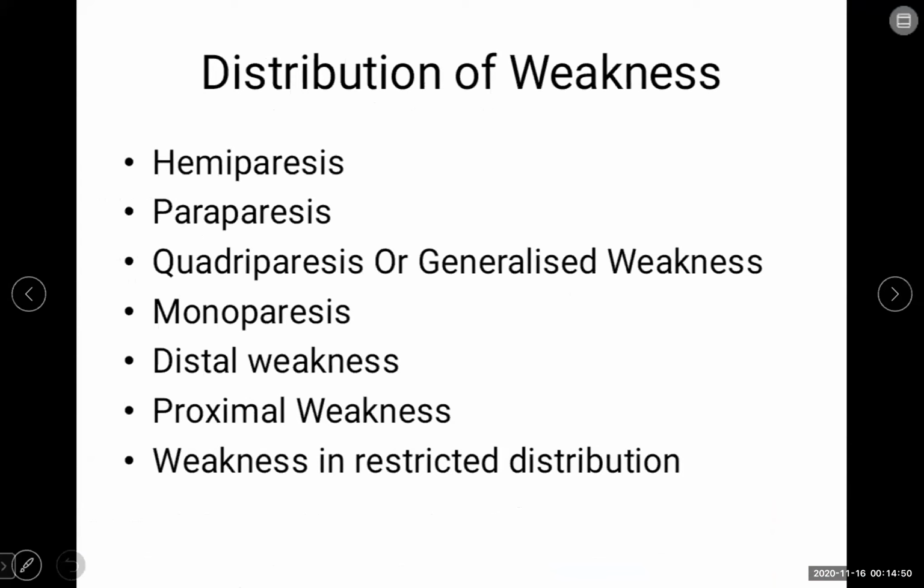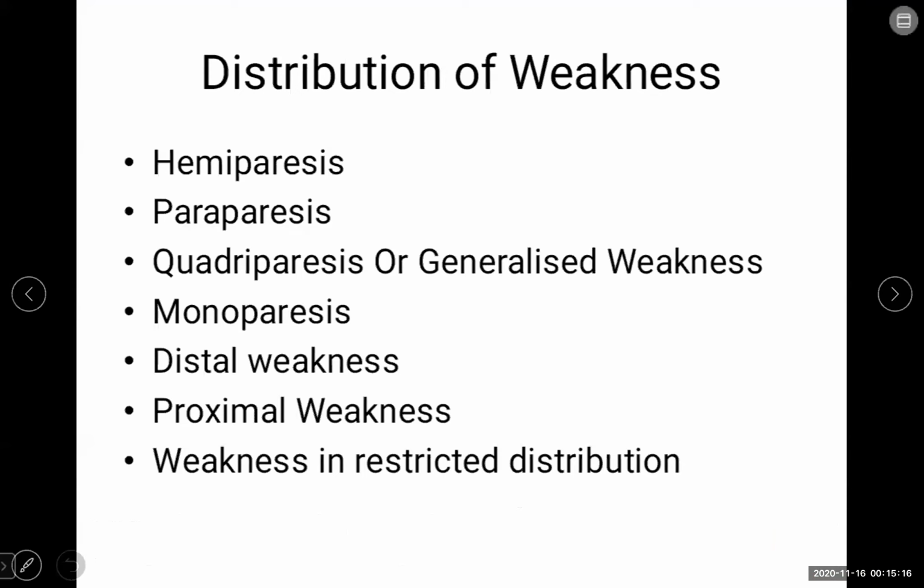Hemiparesis, which is one half of the body, para being both lower limbs. Now, an interesting thing is quadriparesis versus generalized weakness. The term quadriparesis is typically used with a UMN involvement, whereas generalized weakness tends to be used with the LMN involvement. So in both of them, all four limbs are involved, but quadriparesis you typically use when you have an increased tone in UMN features, whereas you use generalized weakness when there are LMN features.